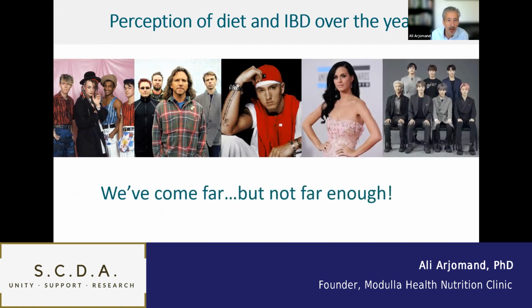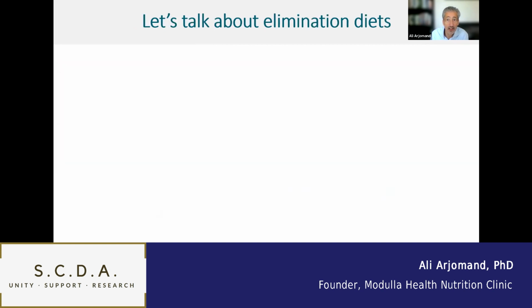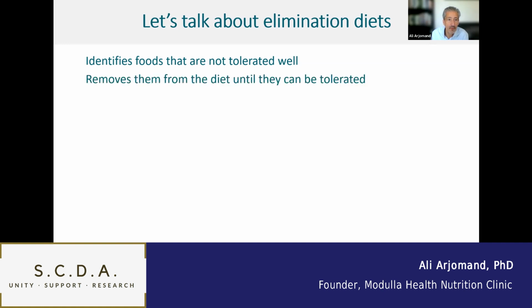And so what we're here to talk about is why there's still resistance to talk about intervention in diet in IBD, why there's a bit of a backlash as far as an elimination diet, and we'll work around it and make it come together. Elimination diets are used to identify foods that are not tolerated well. We remove whatever that food was from the diet until tolerance can be established, and then the idea is to introduce that back in the diet. But in the meantime, while we're eliminating those foods, we may also be eliminating required nutrients as well.